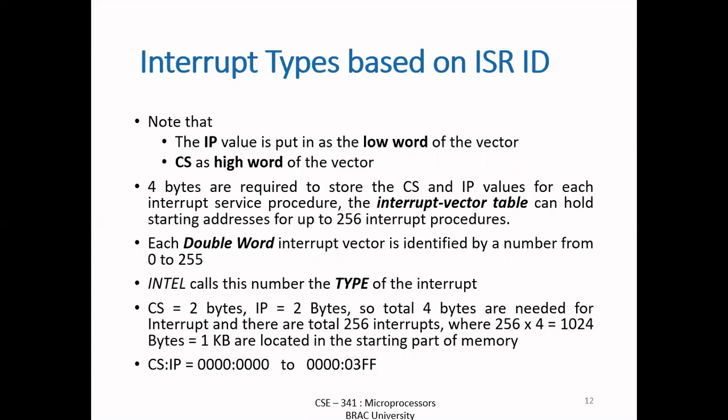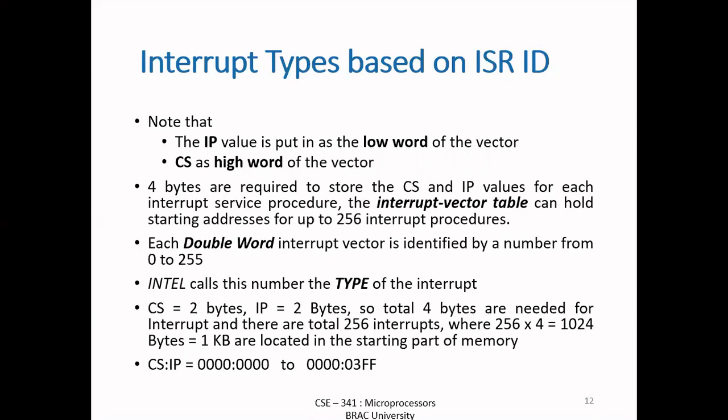We know that to execute any instruction, we have to fetch it from the code segment of the memory by using the CS, code segment register value, and the offset IP value. We also know that the CS, code segment register, and the instruction pointer are 16-bit, or 2-byte, registers. 4 bytes are required to store the CS and IP values. For CS, there are 2 bytes. For IP, there are 2 bytes. So in total, we need 4 bytes. So 4 bytes are required to store each interrupt service procedure.